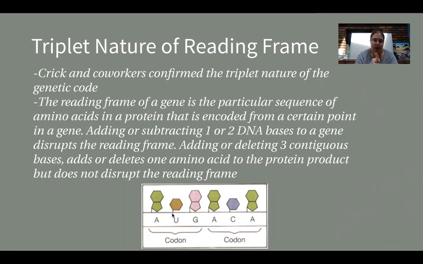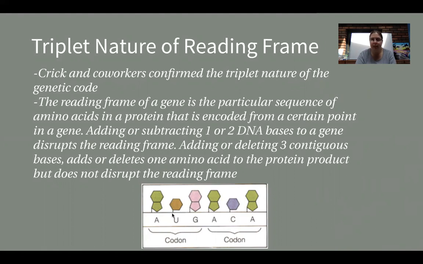Now, if you add or subtract 1 or 2 DNA bases, it completely disrupts the reading frame, which means that every amino acid after that point is going to be affected by this. If you only change one base, or you subtract 3 bases, then you'll have a change in 1 amino acid, or you'll miss 1 amino acid, but the rest will all be the same. So adding or subtracting will disrupt the reading frame if it is not in multiples of 3.